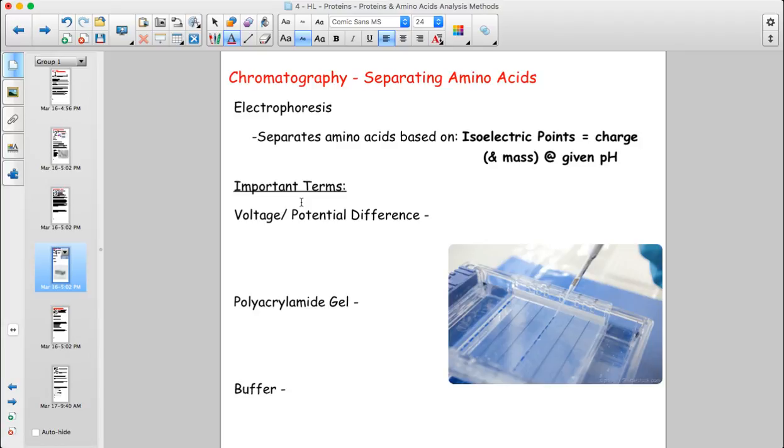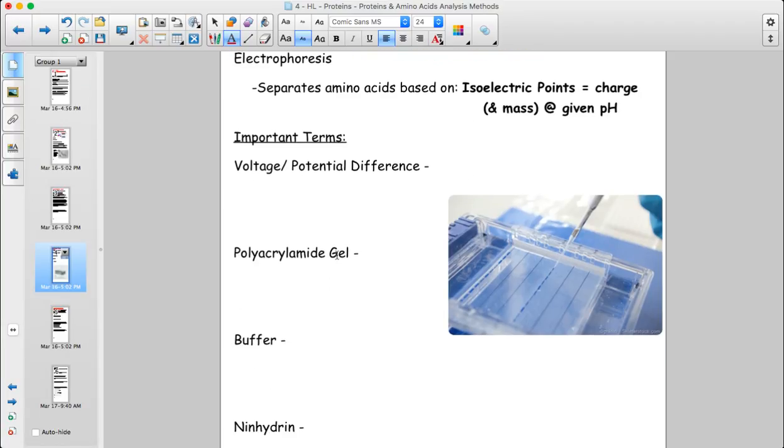So gel electrophoresis works under a lot of the same principles about wanting to separate things out and looking at how far these different things are going to move, but it's not going to do it based on polarity. It's going to do it based on isoelectric points, or the charge, and a little bit having to do with their mass at given pH values. So a couple of key terms. You're going to talk about taking a gel. Okay, so the electrophoresis is not run on a piece of paper.